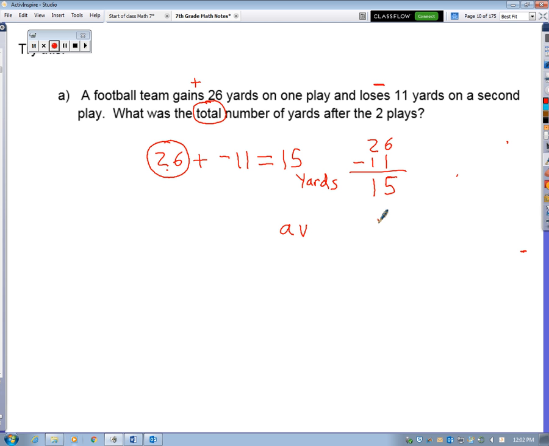Okay, that's our lesson. Word problems for adding integers. We will see you in class and we will work on this assignment together.